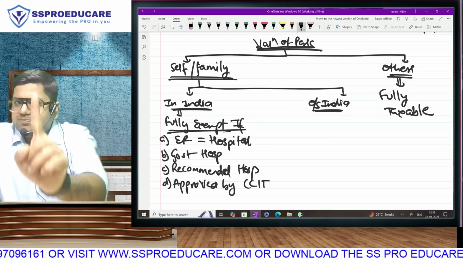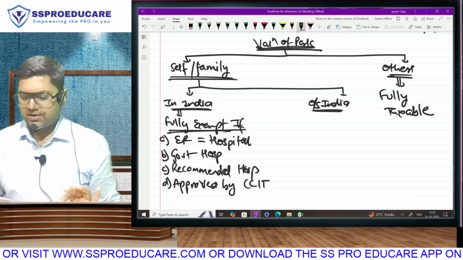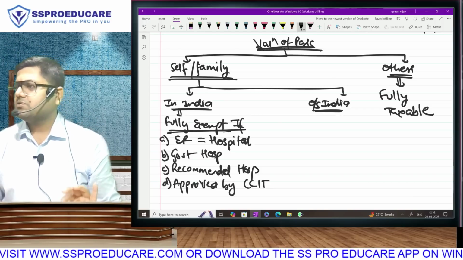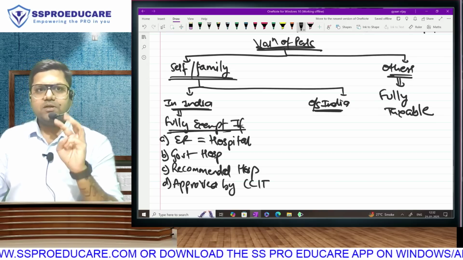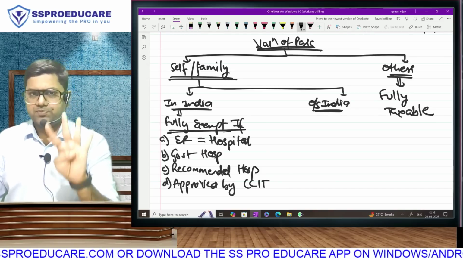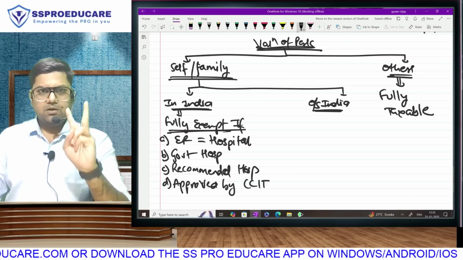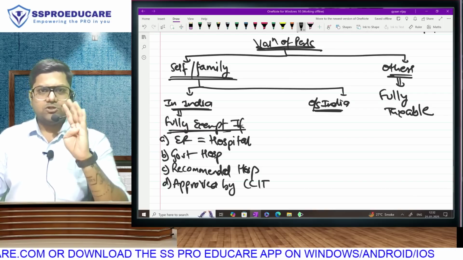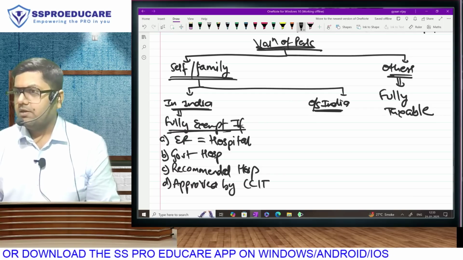Any hospital which has been granted approval by CCIT will also fall in this category. If the treatment is done in these places, it is going to be fully exempt. Employer hospital, government hospital, recommended hospital, approved hospital. 4 places fully exempt. What are those 4 places? Employer hospital, government hospital, recommended hospital, approved hospital. In these 4 cases it is going to be fully exempt.